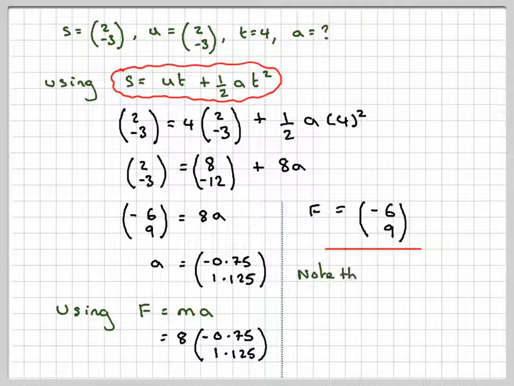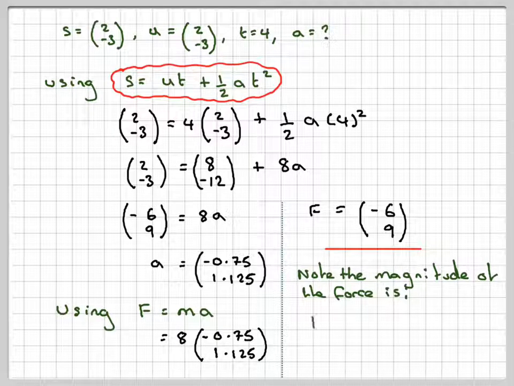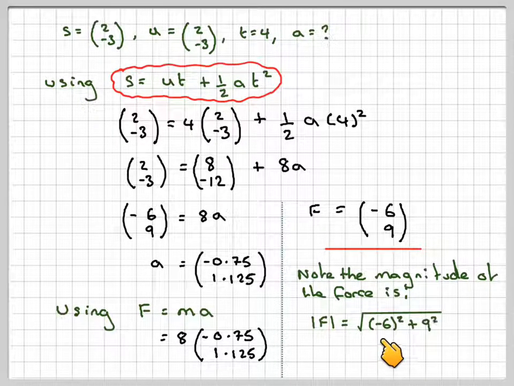If we wanted to find the size of the force, then we'd have to find the magnitude. So the magnitude of F will be the square root of minus 6 squared plus 9 squared, which is approximately 10.8 newtons.